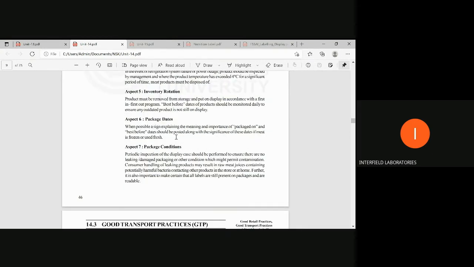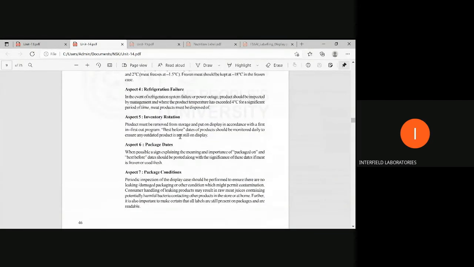Inventory rotation. Product must be removed from storage and put on display in accordance with first in first out program, and it is to be ensured that any outdated product is not placed on display. When possible, a sign explaining the package down and best before date should be posted on the product.